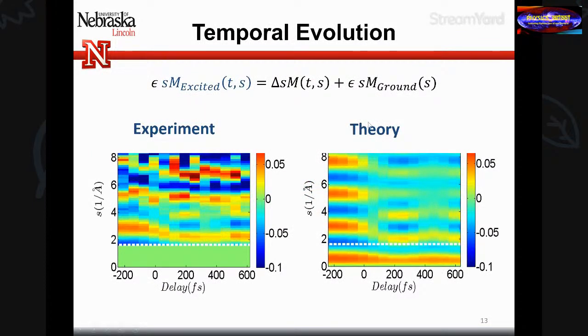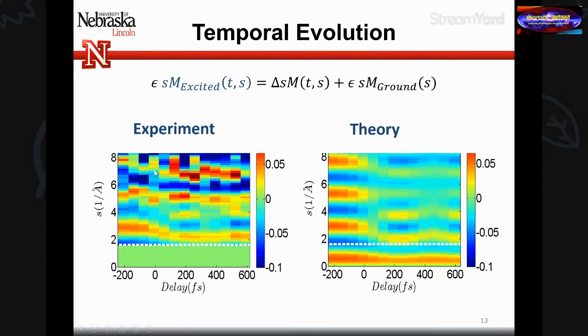So what can we do? Our measurement is this change in the modified scattering, so this change in the diffraction pattern. But we know what the ground state scattering looks like. We can measure that just by using the electrons without the laser. And here, epsilon is the excitation fraction. For example, if we excite, let's say, 5% of the molecules, then this would be 0.05. So from this, we can extract the molecular scattering of just the excited molecules.